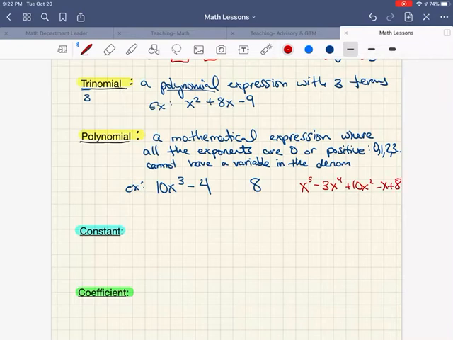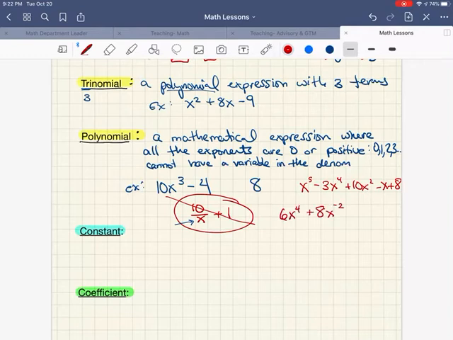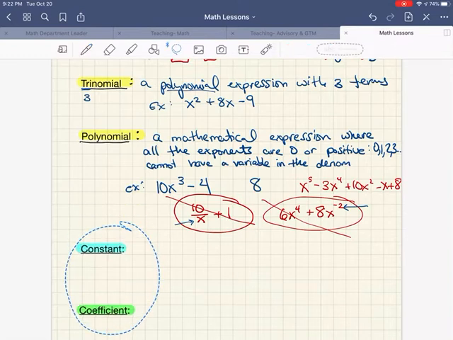What is not a polynomial, for example, would be 10 over x plus 1. So this is not a polynomial because you have an x in the denominator. Another example that's not a polynomial would be 6x to the 4th plus 8x to the negative 2. This one is not a polynomial because you have a negative exponent. Okay? Alrighty.